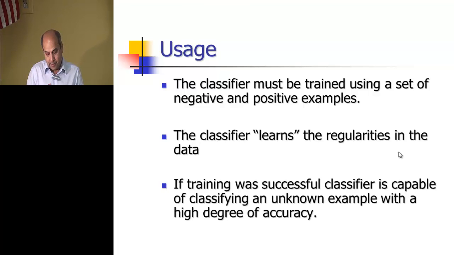And if the training is successful, then we can take an image which the classifier hasn't seen. It should be able to tell you this is the bike and this is not the bike. That's called testing. And that's what we want to know, because ultimately computers need to do what humans can do.